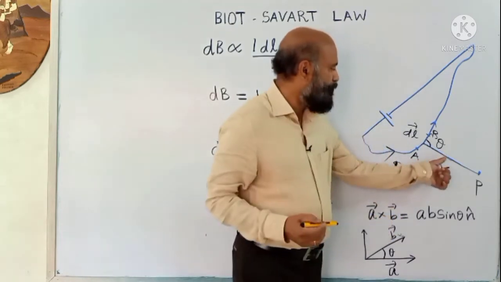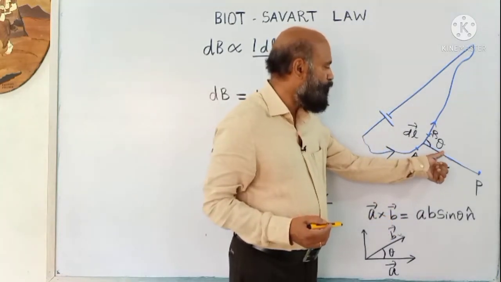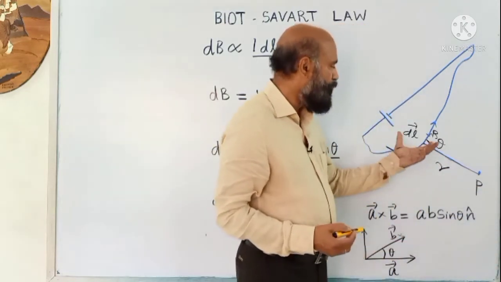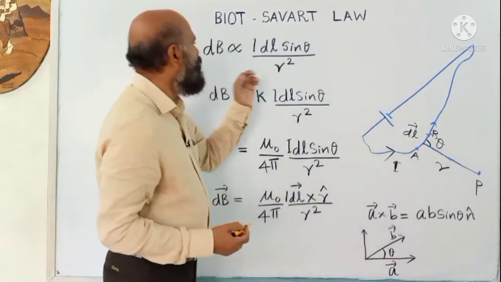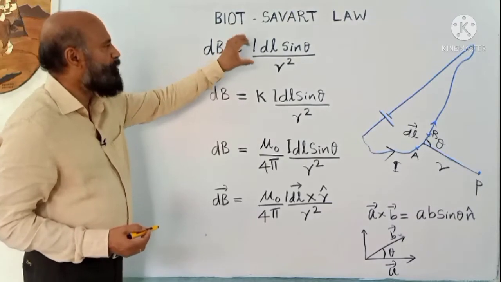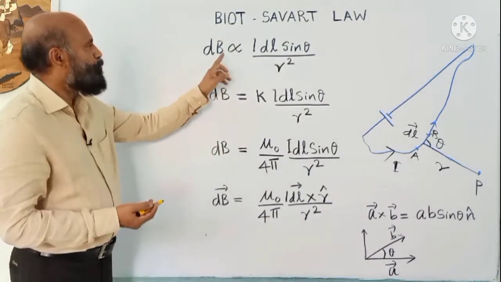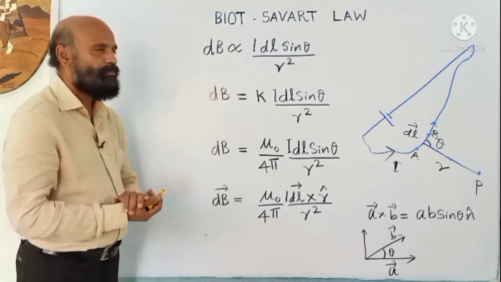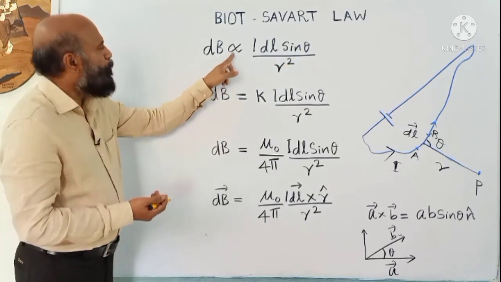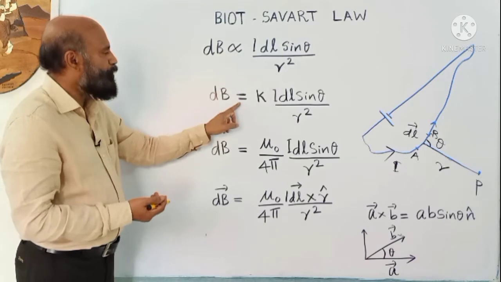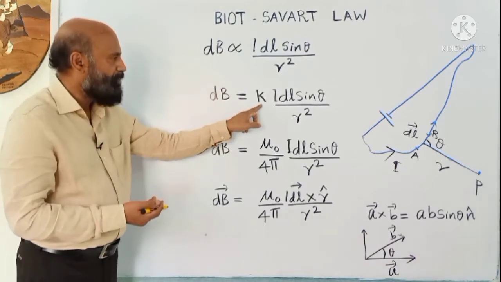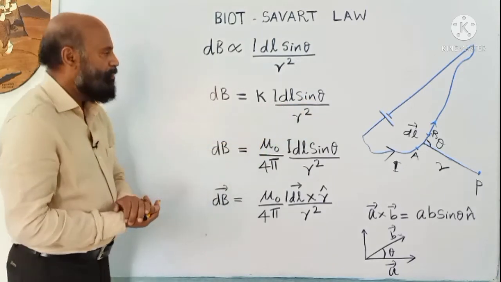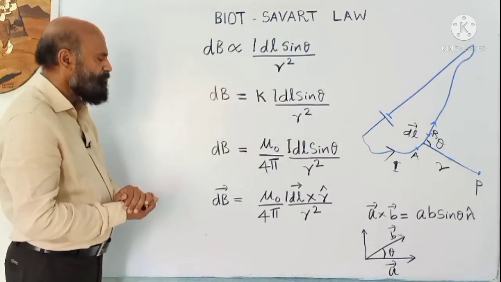So if the point is here, the magnitude will be more. If it is away, the magnitude will be less. So it depends on the square of the distance. So this is Biot and Savart law. dB is proportional to I dl sine theta and inversely proportional to the square of the distance. Then this proportional sign can be replaced by an equal sign after writing a constant. So dB is equal to k I dl sine theta by r square.